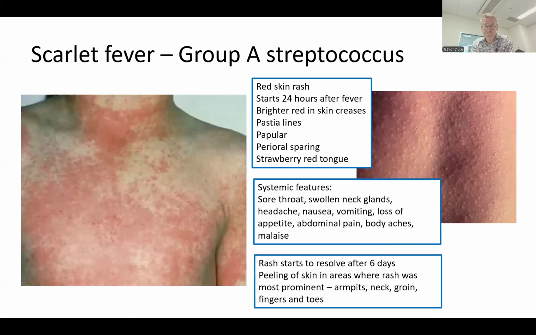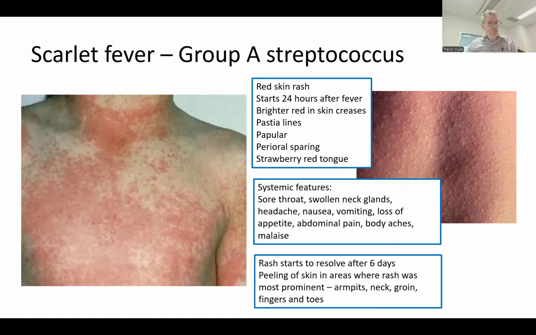This is the rash of scarlet fever. There are other talks where I've talked about measles and rubella, so I just wanted to touch on scarlet fever. It's a red rash that looks a bit like measles. The differences are, if you look in the flexures, like the skin of the neck or the armpits or the groin, the rash is much, much more red. The rash starts about 24 hours after a fever. It's brighter red in the skin creases.